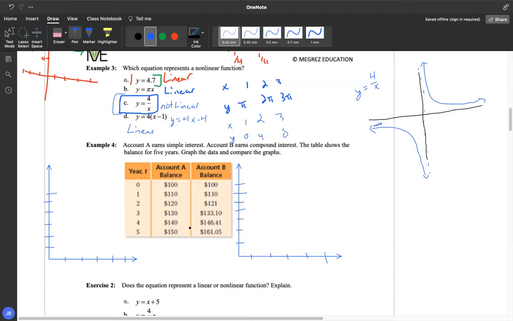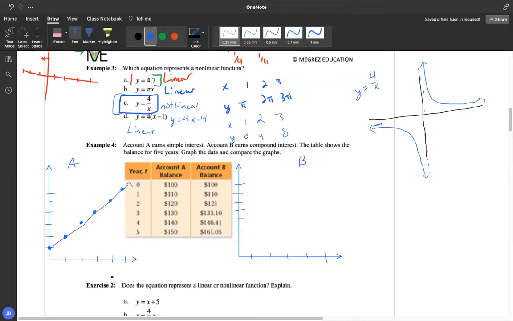So we're going to graph these. At 0, we have 100. So I'm going to say 0, 100. This is A, and this one's B. So 0, 100, at 1 we go to 110, at 2 we go to 120, at 3 we go to 130, 4, 140, and 5, 150.